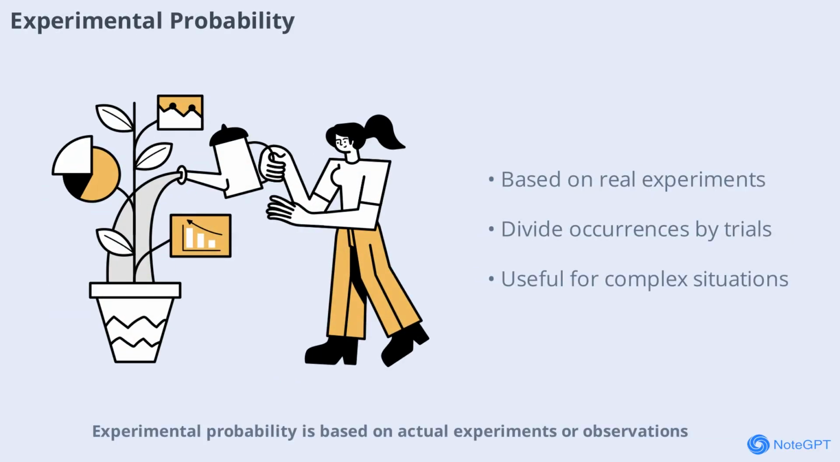Experimental probability is based on actual experiments or observations. It's calculated by dividing the number of times an event occurs by the total number of trials. For example, if you flip a coin 100 times and get heads 48 times, the experimental probability of heads is 48 divided by 100, or 0.48. This approach is useful when theoretical probabilities are hard to determine.